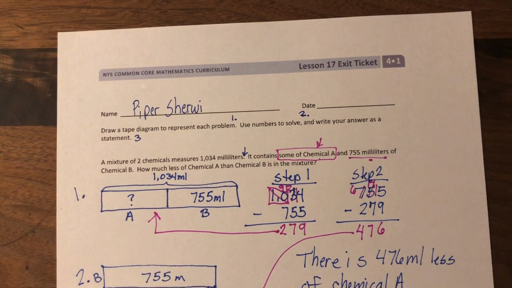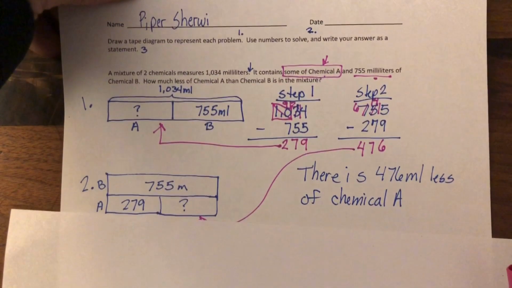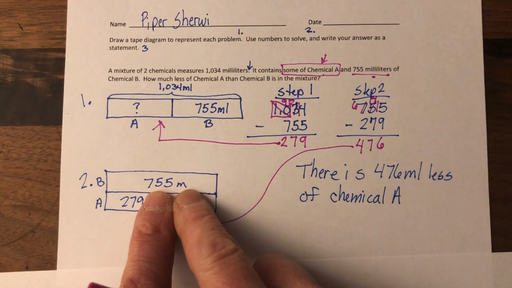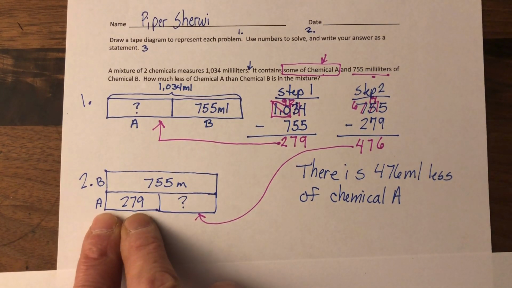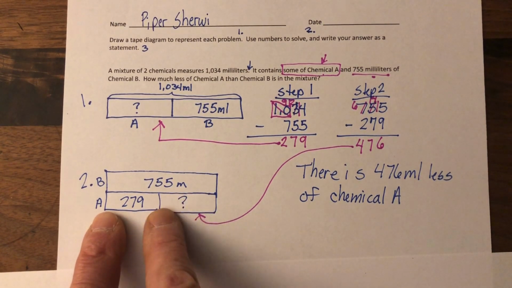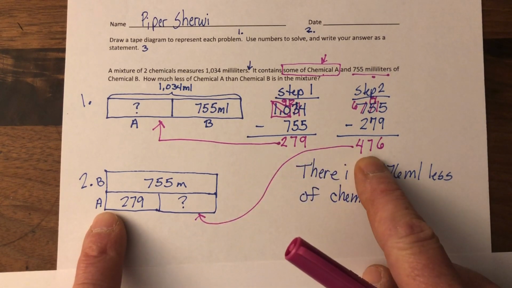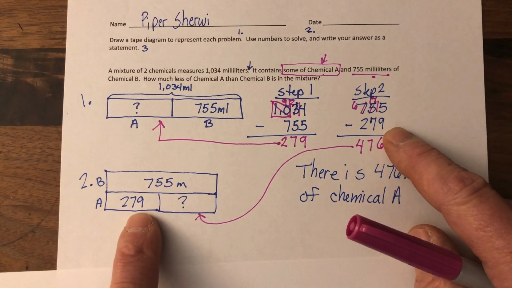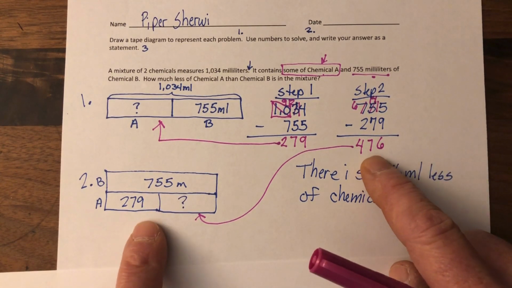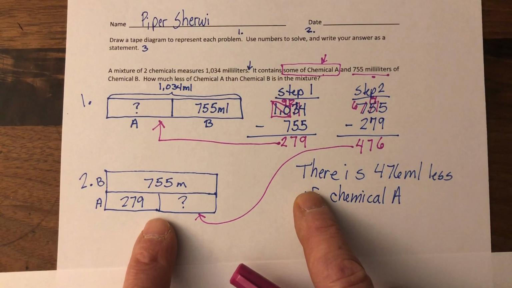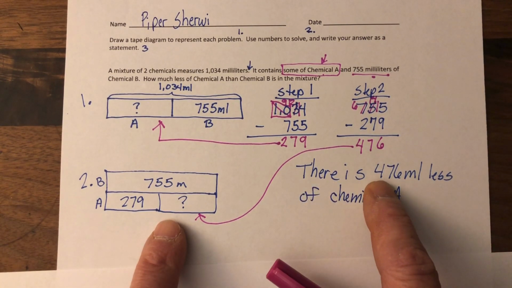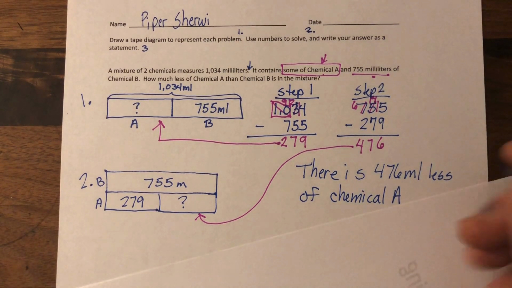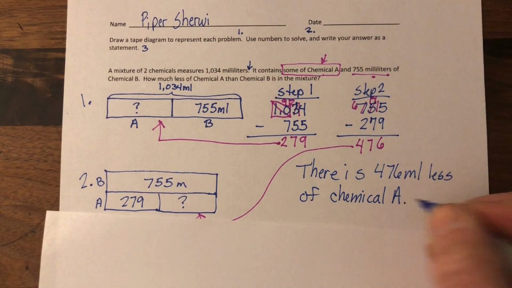So down here, I drew a new tape diagram, okay? And that tape diagram says 755 milliliters, which is B, and then A is 279 milliliters. So I got to find out how much less it is. So I look over here and I see, well, 755 milliliters minus the 279 is going to get me 476 milliliters. So I wrote my answer out as there is 476 milliliters less of chemical A. And I should put a period at the end of that because that would be the right thing to do.